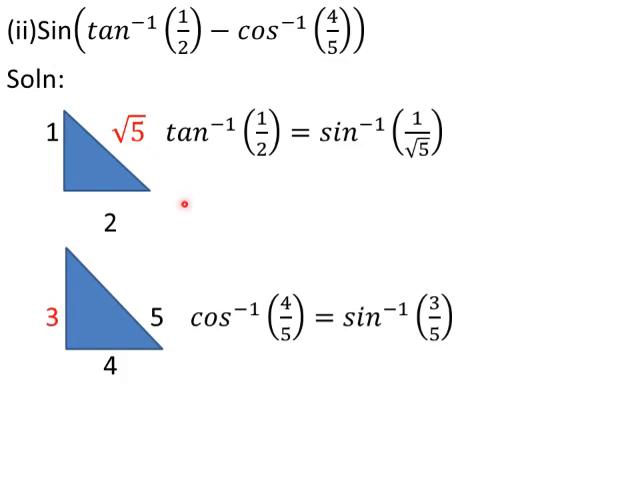Same way you can see the next triangle. Here we have cos inverse 4 by 5. So cos means it is adjacent side by hypotenuse. So adjacent side is 4, hypotenuse is 5. Now we can find the third side. Here it is root of a square minus b square. So root of 25 minus 16, it is root 9 equal to 3. So to sin inverse means opposite side by hypotenuse. It is 3 by 5.